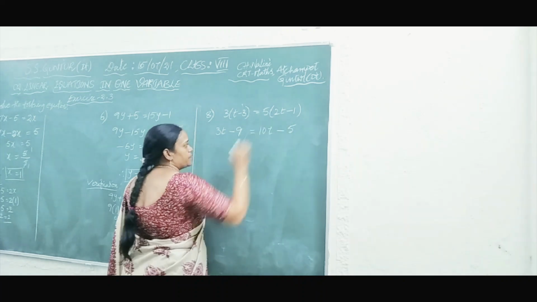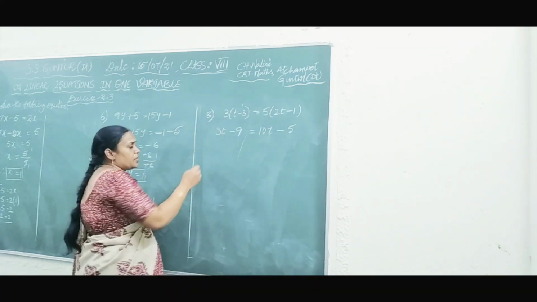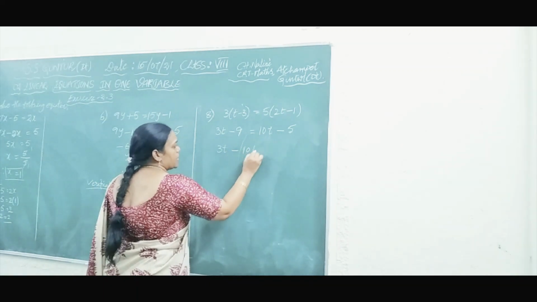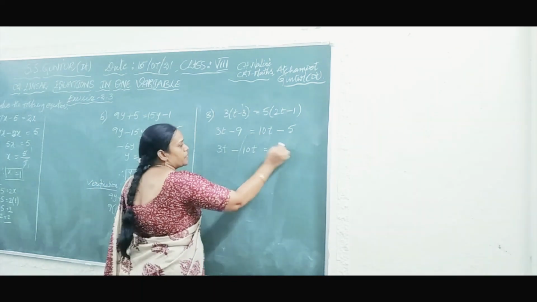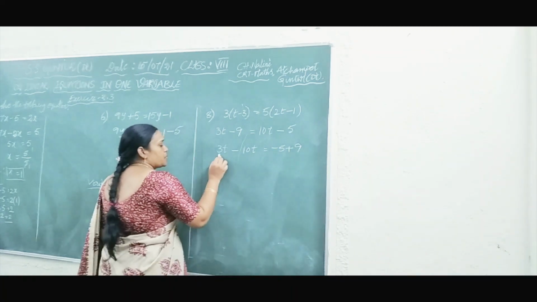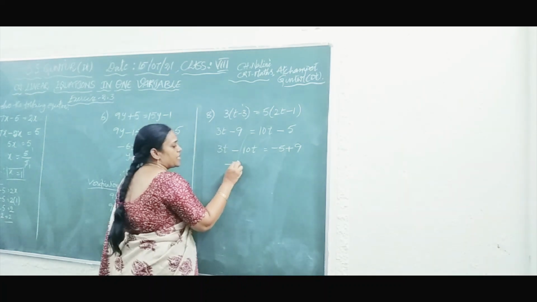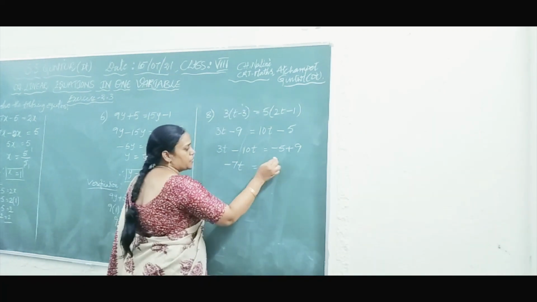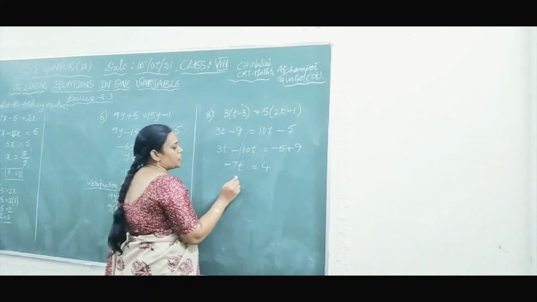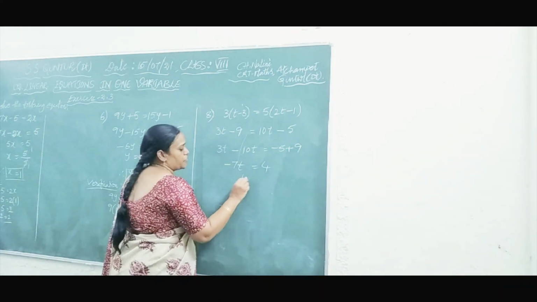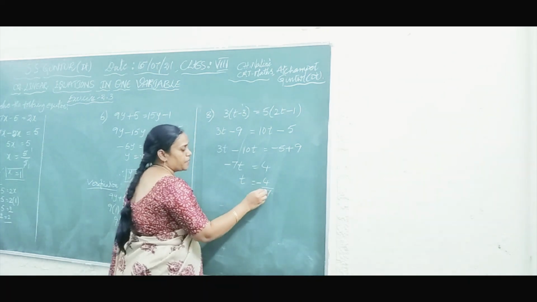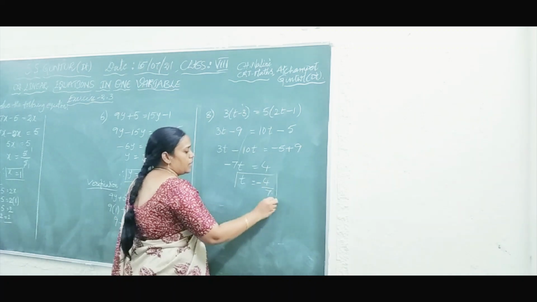Okay. Now 3t minus 10t minus 5, and minus 9 transposes to this side as plus 9. So 3t minus 10t we get minus 7t is equal to 4. Minus 7t is equal to 4. Now you have to write the t value. Therefore t is equal to 4 by 7. Write down minus here. So t is minus 4 by 7, the value of this equation.